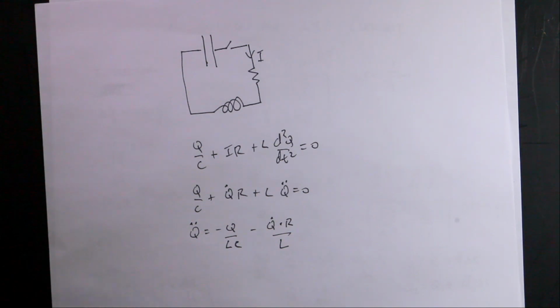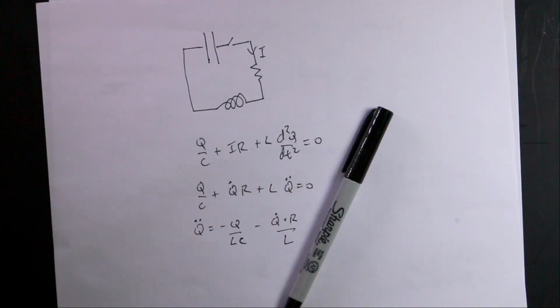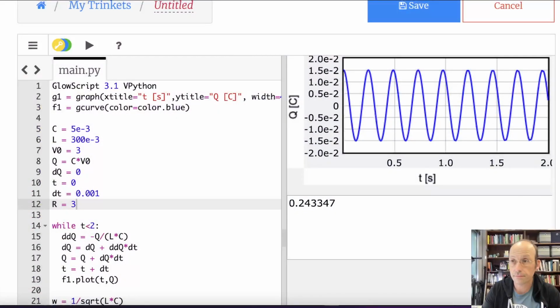Let's modify our code, switch back to Python. And all I need to do is add that line in here. So I'm going to say minus Q dot, which is dq, times R divided by L. And let's run it.